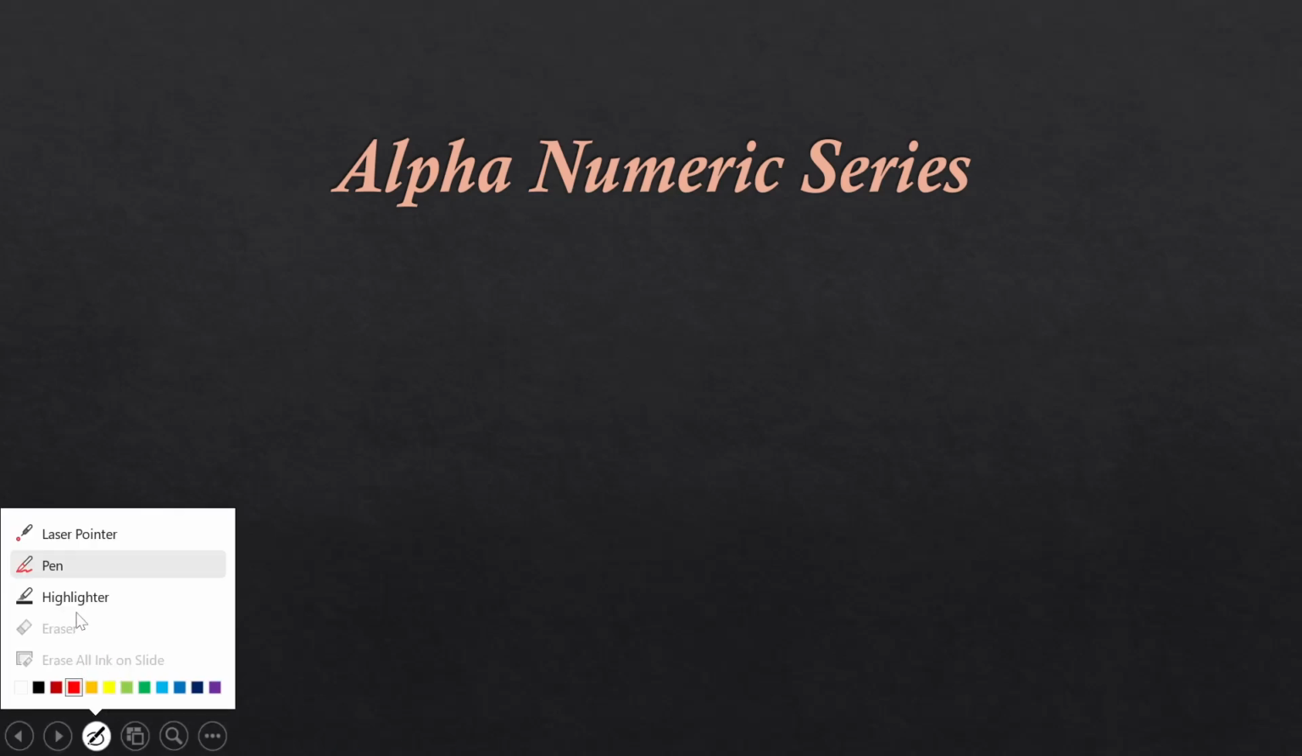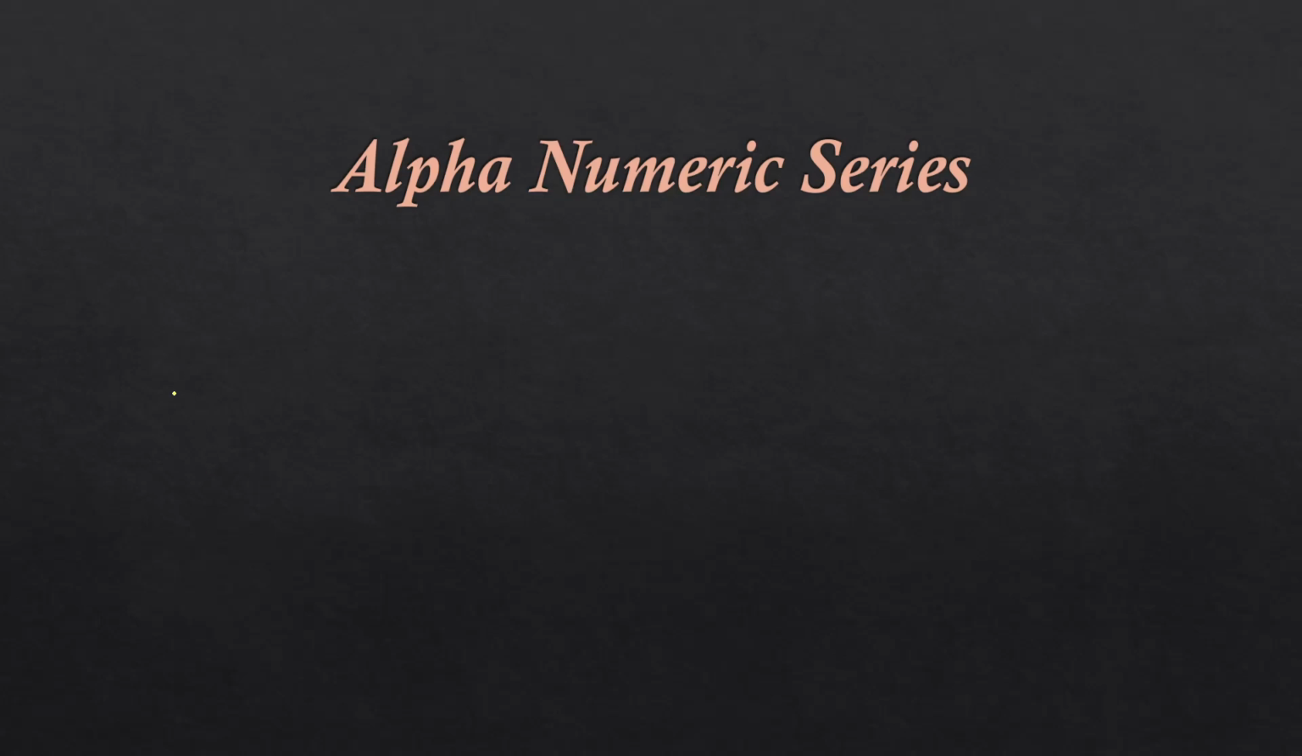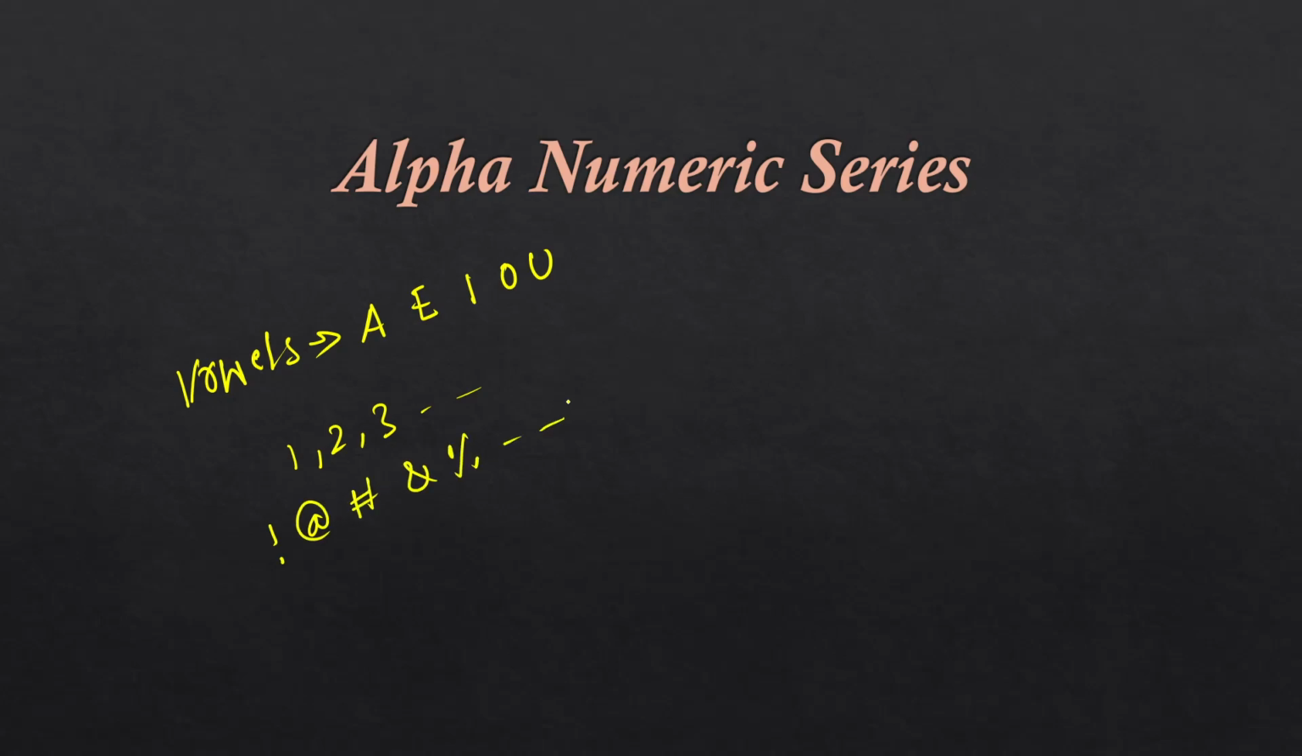At first, we have to remember how many vowels there are. We know that there are 5 vowels, that is A, E, I, O, and U, and the rest of the alphabets are consonants. We already know that. And then numbers are 1, 2, 3, 4, and so on. And the symbols are at the rate, hash, ampersand, percentage, and so on. These are the symbols, these are the numbers, and there are vowels and consonants, right?